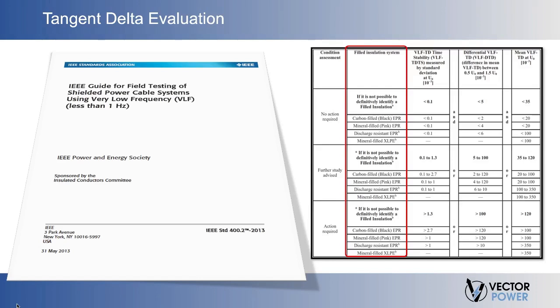Now, different types of insulation will have different inherent dielectric losses. And for this reason, we need to identify the type of insulation and the expected or normal losses associated with that type of insulation. Now, the IEEE standard 400.2 provides tables using historical figures of merit for condition assessment of service-aged insulation.